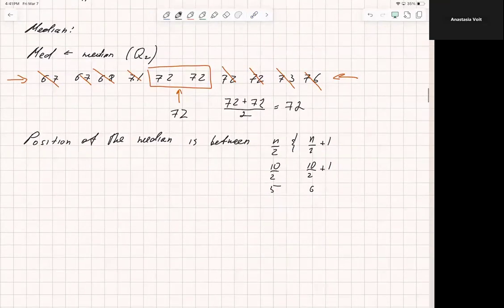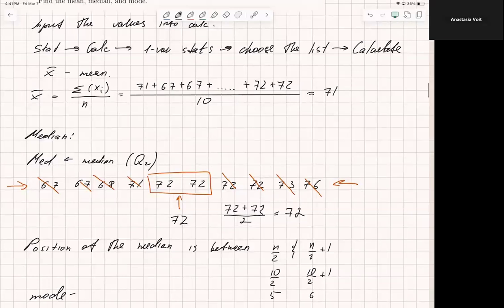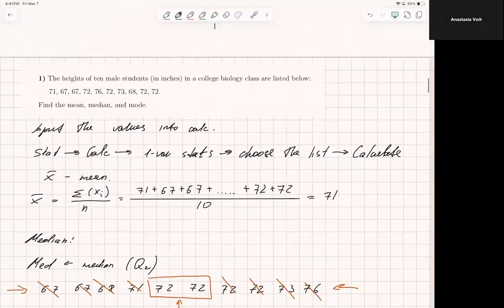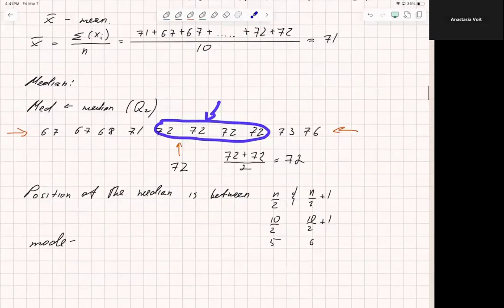Mode. Remember that mode is the most frequent value in the data set. Since our data is already sorted here, let's just look at what value is the most frequent one. So we have 267, we have 472, right? So this would be our mode because this is the most frequent value. 72 would be our mode.